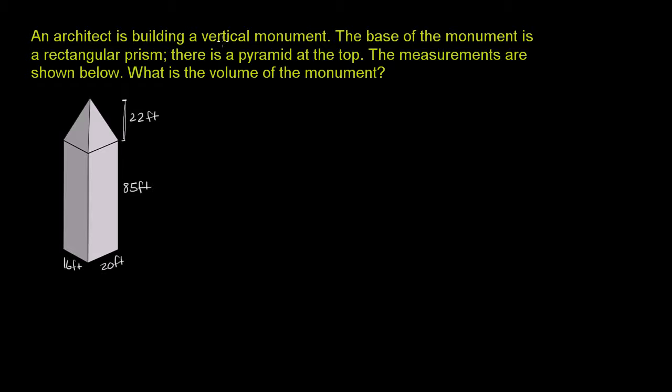An architect is building a vertical monument. The base of the monument is a rectangular prism. There's a pyramid at the top, so this looks a little bit like the Washington Monument. The measurements are shown below. What is the volume of the monument?